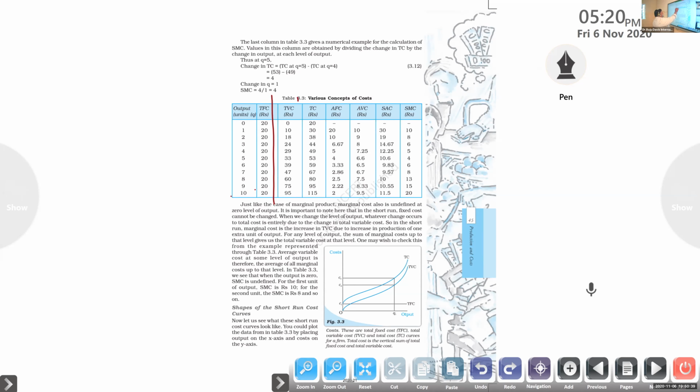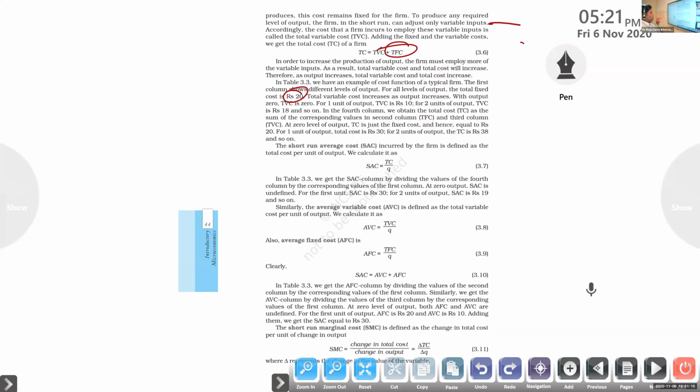You can find here TVC is changing, because it is a variable factor. The cost that the firm spends on TVC will always change. It is increasing because the output is increasing. Because TFC is constant, TVC has to increase anyway. There is no other option. It is increasing from 0, 10, 18, 24, 29, 33, 39, 47, 60, 75, and 95. Total variable cost increases as output increases. So in the table, we find total variable cost increases as output increases.